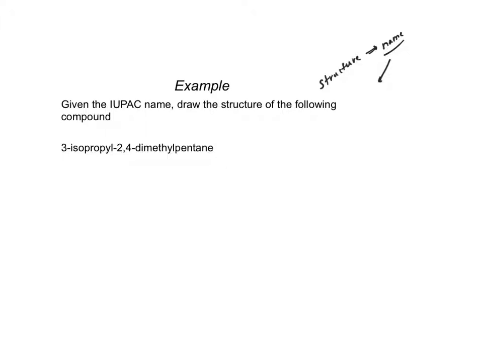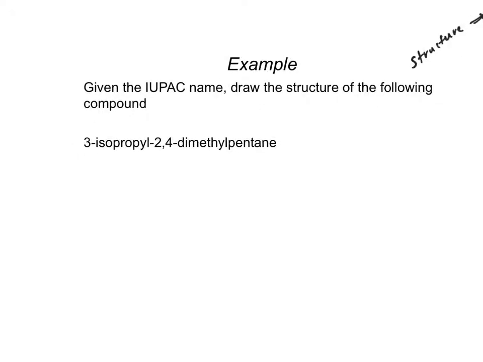Okay, so I'm going to talk about how you can go about doing that, and then there'll be a couple of example problems. For example, in this problem, they give you the IUPAC name, and they want you to draw the structure. The IUPAC name is 3-isopropyl-2,4-dimethylpentane. Whenever I start these types of problems, I always start with the parent.